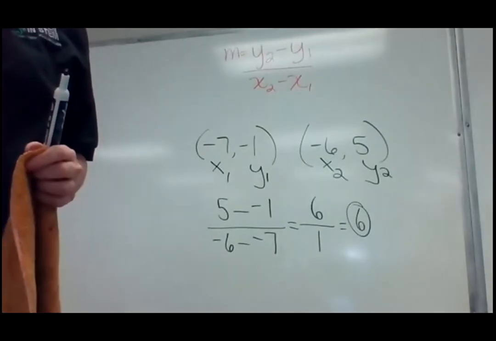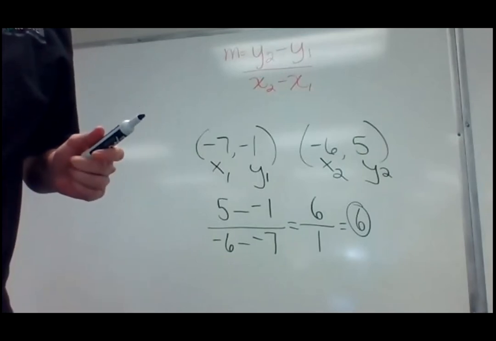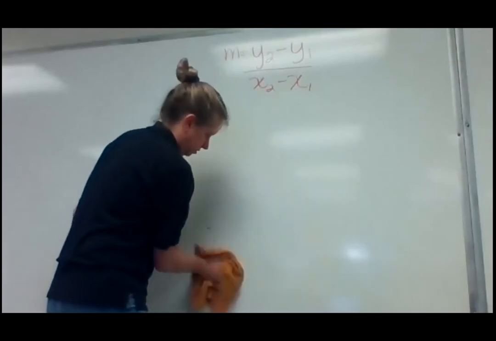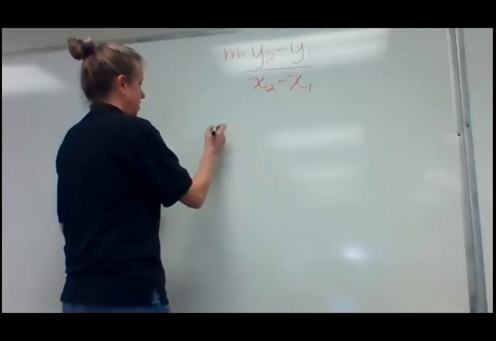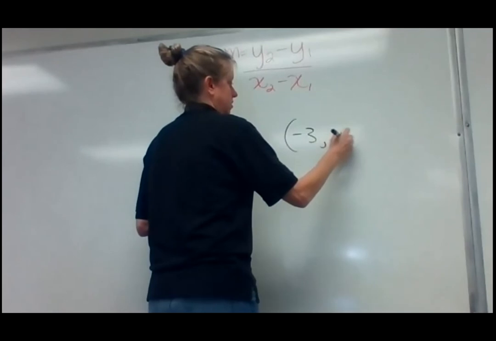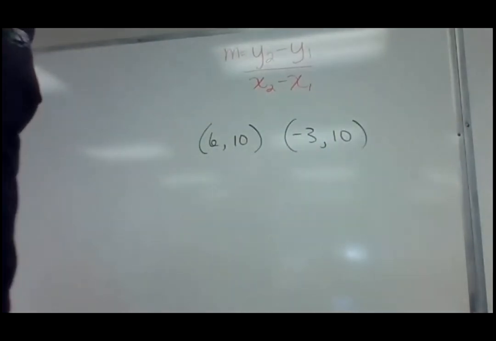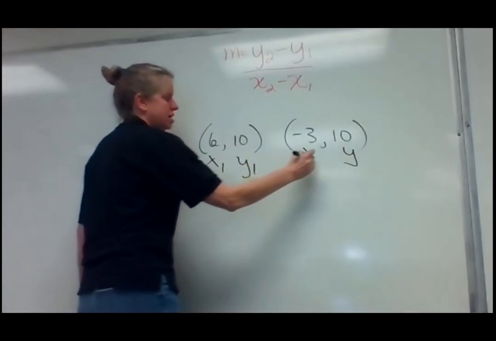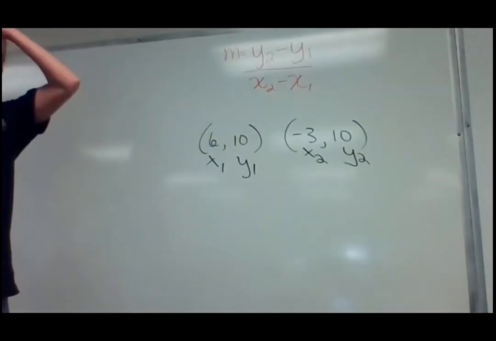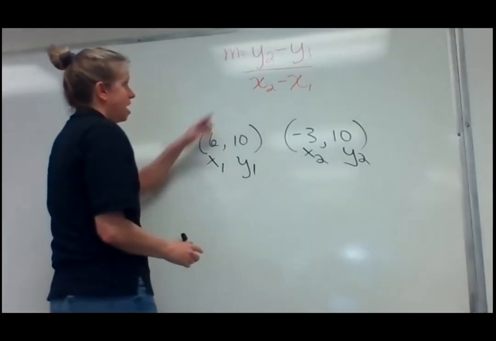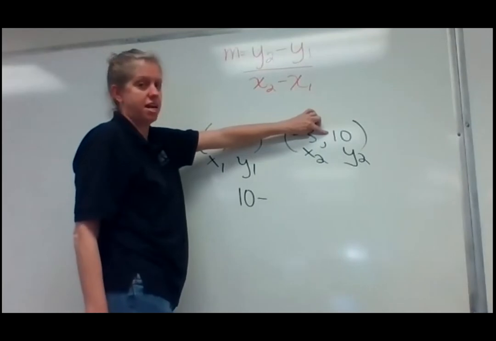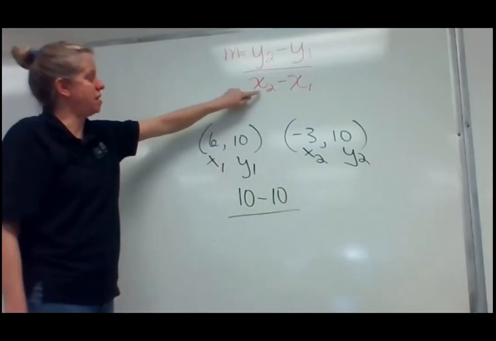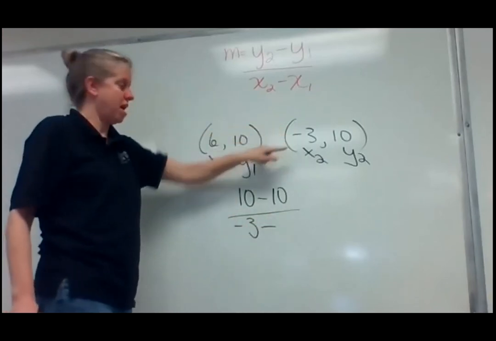Okay, let's go on to number 9. It's another one. 6, 10, -3, 10. So here's an x and a y. Here's an x and a y. First point gets the 1s, second point gets the 2s. So let's see. Up top, I need my second y, which is 10, minus my first y, which is 10. In the bottom, I need my second x, which is -3, minus my first x, which is 6.